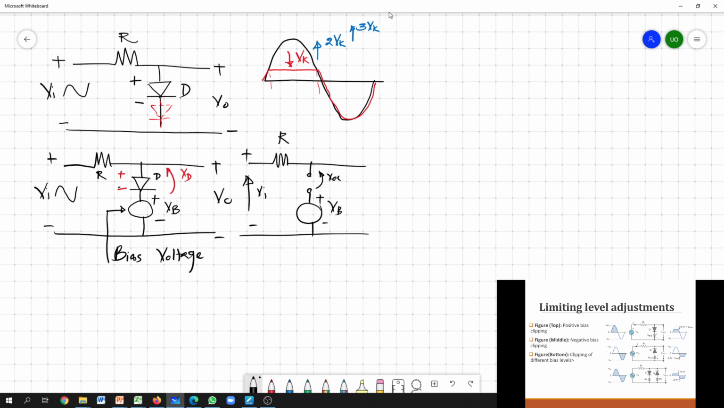So we can simply say that if you apply Kirchhoff voltage law, V open circuit plus VB equals Vi. Then the open circuit voltage equals Vi, the input, minus the bias voltage. From this we know that the actual voltage appearing across the diode would be the difference between the input and the bias voltage.